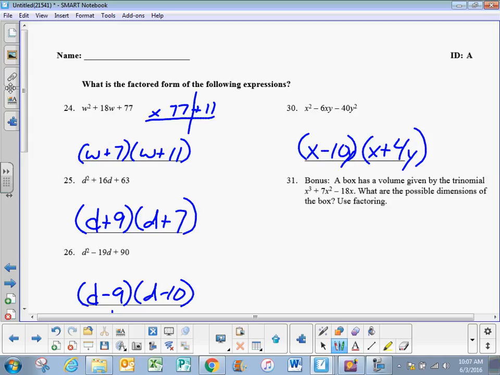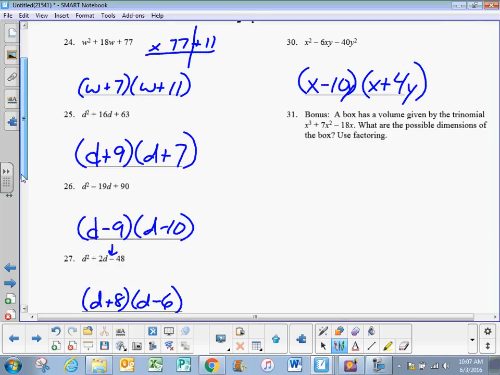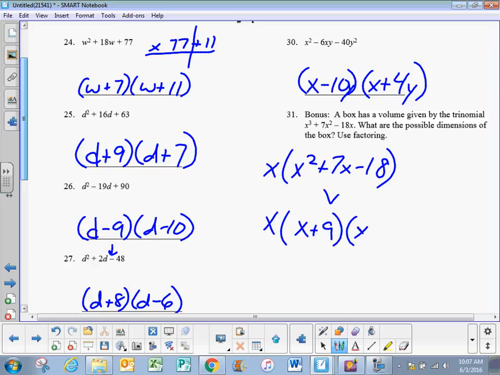Okay, and the bonus: first you can factor out an x and get x squared plus 7x minus 18. But we always want to factor completely, which we really didn't get into too much, but this can be broken down more. This is just x plus 9, x minus 2. So that's factored completely. And those are the 3 dimensions: x, x plus 9, and x minus 2 would be the 3 dimensions of the box.